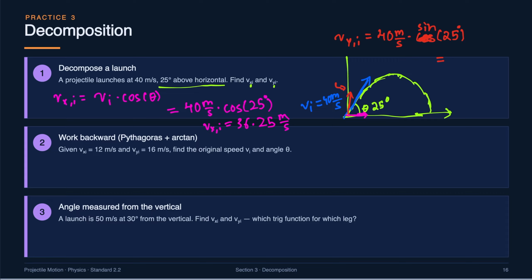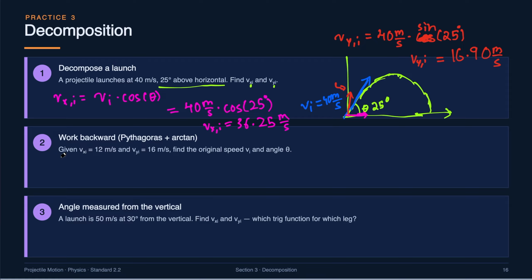And I'm getting 16.90 meter per second in the velocity y initial. Okay, pretty straightforward. What about another question where you have to work backward?